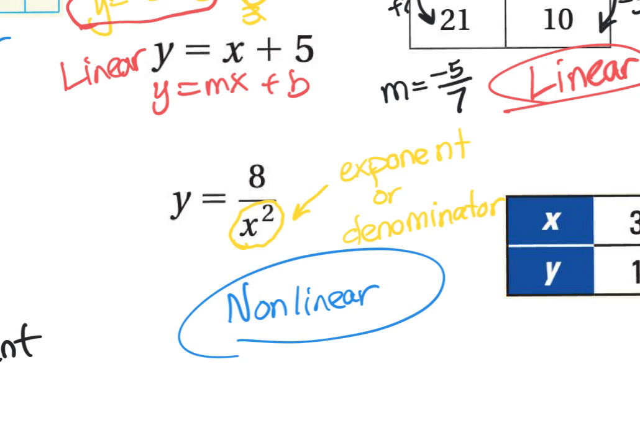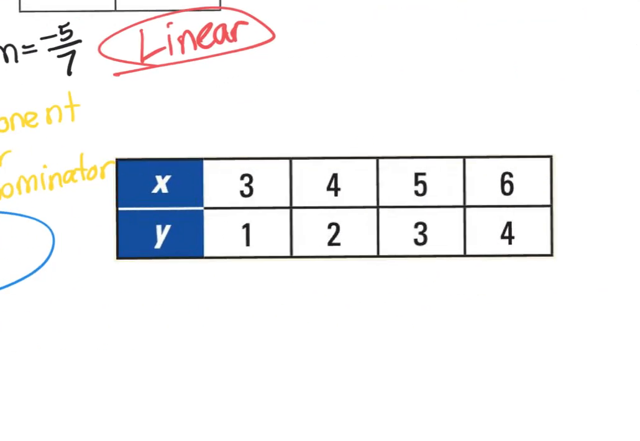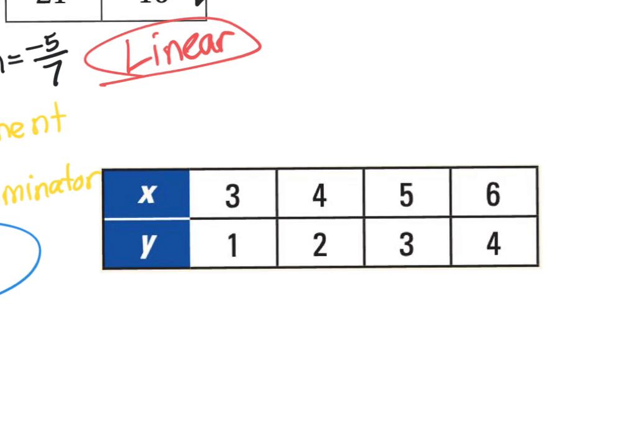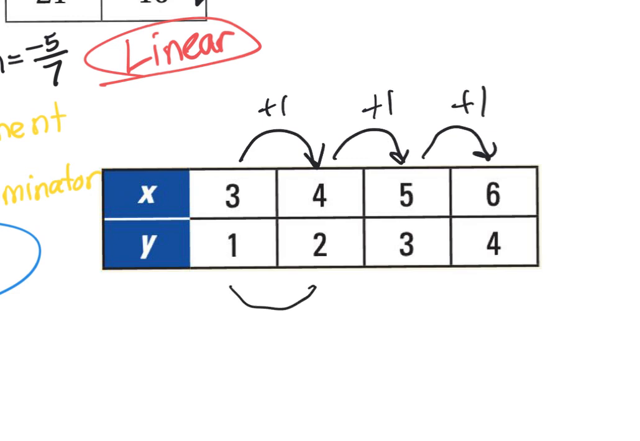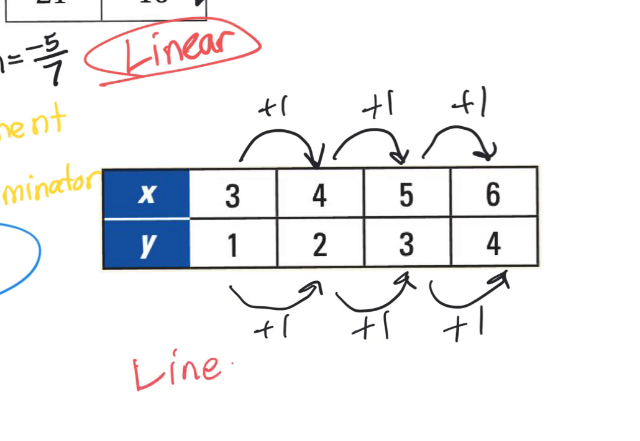All right, last one, I think. Yep, last one. So, table, easy. Just look at the change. You got to look at every single one of them. So we got plus 1, plus 1, plus 1. So that checks out. On the bottom, plus 1 for y, plus 1 for y, plus 1 for y. So everything is constant. Therefore, this is a linear relationship. And our slope would be the change in y over the change in x, so it would be 1.